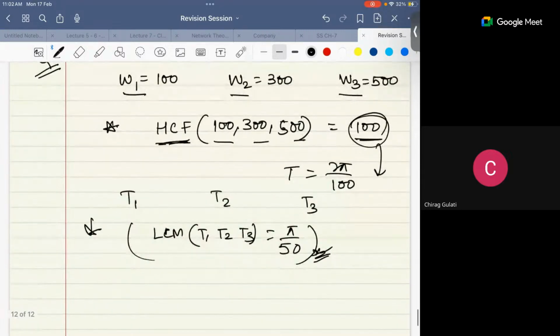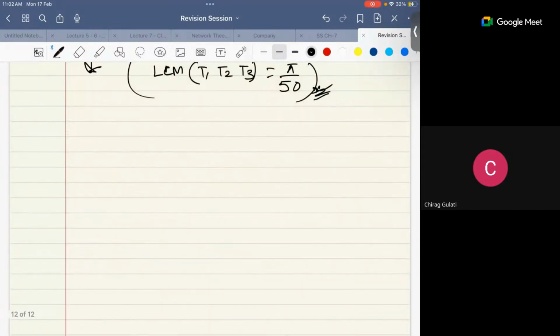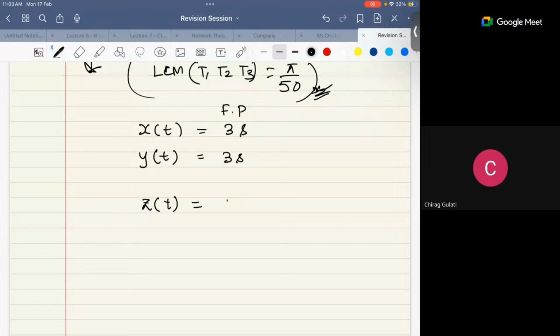If this is clear, then the next question that can come from periodicity is this. Let's say you have been given that x(t) and y(t) are both periodic signals with fundamental period 3 seconds. Now you will be asked to calculate the periodicity of z(t), that is x(-t) plus y(2t) plus 1.